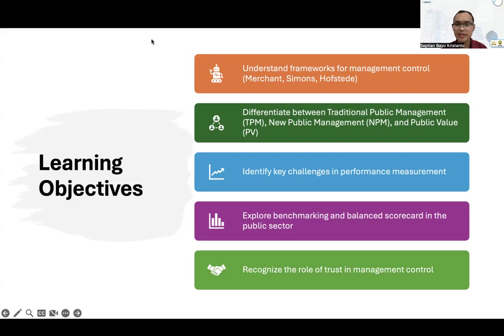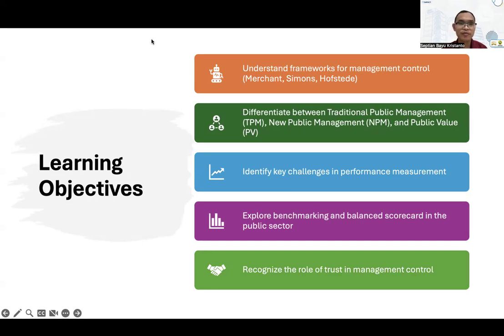The second objective is to differentiate between TPM, traditional public management, versus new public management or NPM, which is currently used by most governments in every country, and also to see the public value that should be expressed in the application of new public management.